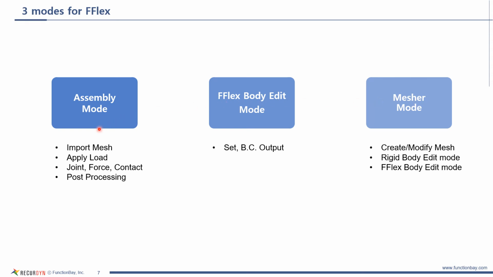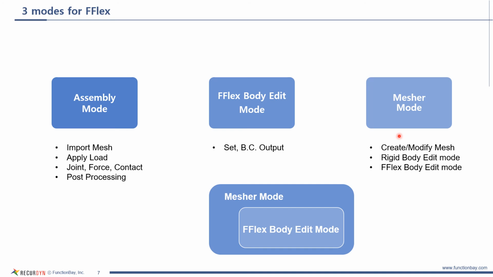In assembly mode, you can import mesh, apply load, create joint, force, contact, and perform post-processing. In FFlex body edit mode, you can define entities such as set, boundary condition, and output. In measure mode, you can mesh your rigid body or modify the mesh. And in measure mode, you can also use the functions for rigid body edit mode and FFlex body edit mode.